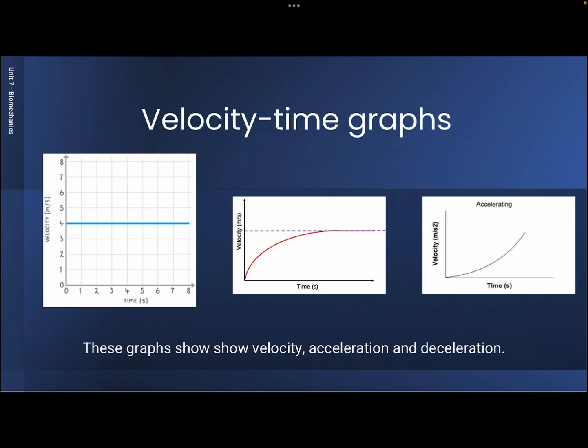These graphs are used in running to track the velocity and speed of the runner at different periods in the race. A runner in a 100-meter race will be stationary and then accelerate to increase their velocity for the main bulk of the race, and then they will decelerate when they reach the finish line.